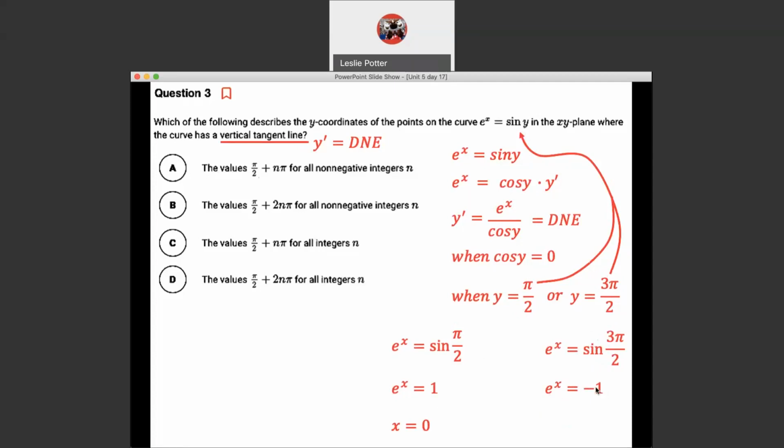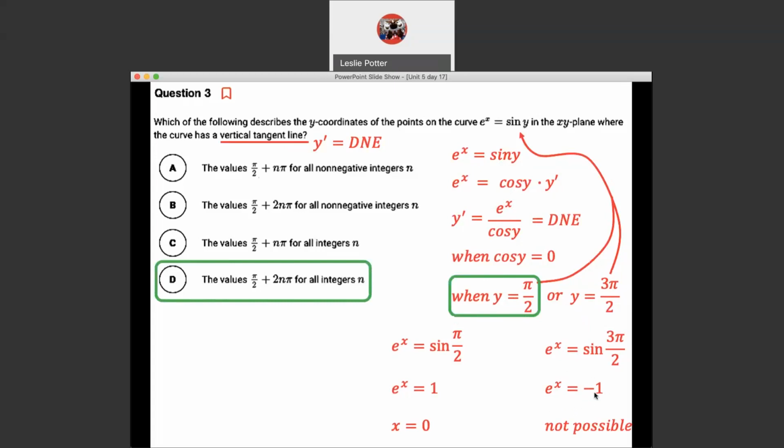So if you remember back to our notes packet, we had the first page, we had all of those functions that I said it's really handy to know what those functions look like. One of them is e to the x. So we know that it's impossible for e to the x to be a negative value. It's all up in quadrants 1 and 2. That's an exponential function. So this is impossible to happen. There is no x value that will give us this scenario.